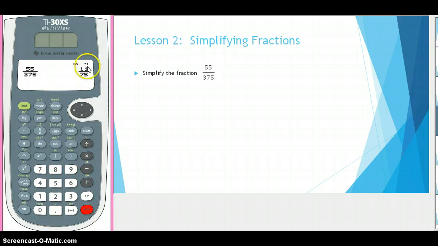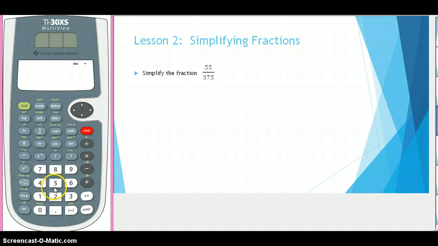If it ever gives you a decimal instead of a simplified fraction, this is my favorite button on the calculator right here. This changes from decimals to fractions or fractions back to decimals. If I hit it once, it writes this as a decimal, and I'll hit it again, and it takes me back to a fraction. So in general, to simplify a fraction, enter the fraction you're given, hit enter.